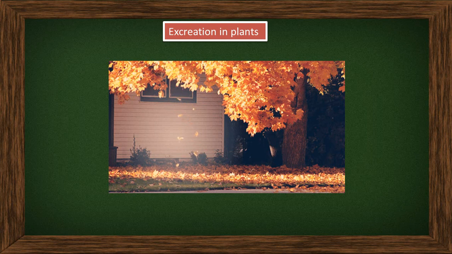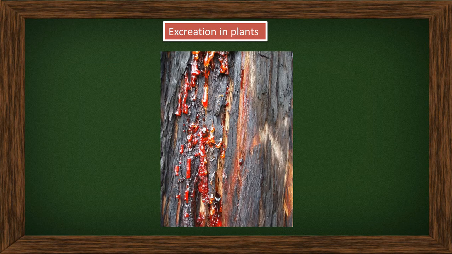Next, second one, the waste leaves and all will fall, right? This is also excretion in plants. Dried leaves fall down, excretion. And you can see that some of the trees and plants remove gums and resins, they will come out. That is also excretion in plants.